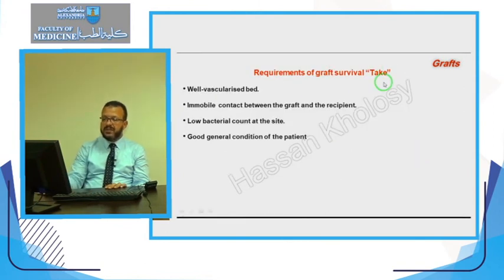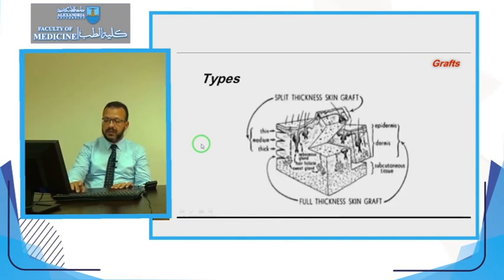The requirements for graft survival are a well-vascularized bed, immobile contact between the graft and the recipient site, especially in the first week during the stage of plasmatic imbibition or inosculation, and a low bacterial count at the site in order to guard against collection of discharge underneath the graft, which will separate the graft from the recipient site, and of course good general condition of the patient.